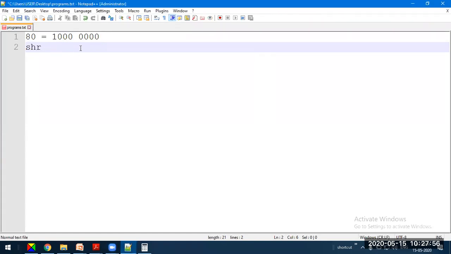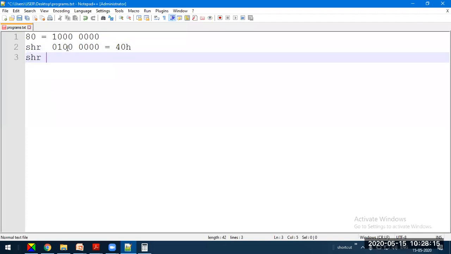Shift right. Okay, so MSB is loaded with zeros. That is 0, and the next bits are 1 0 0 0 0 0 0. What is this value? This value will be equal to 40H. That's correct. Similarly, one more shift operation gives 0 0 1 0 0 0 0 0. So this gives the data 20H.